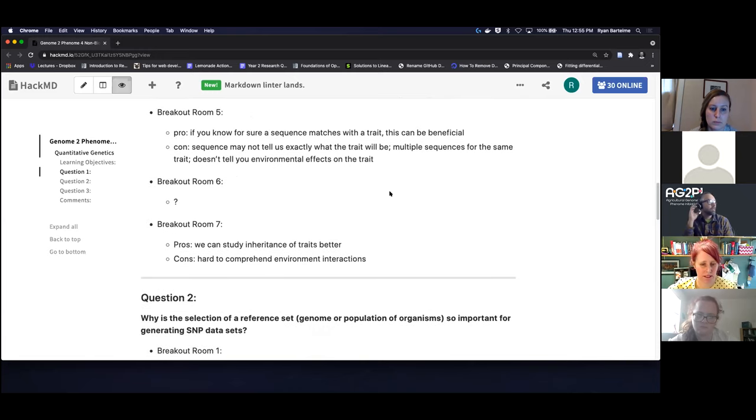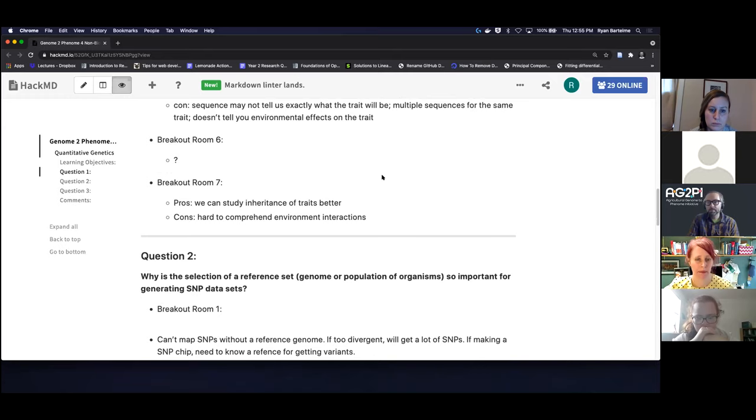Breakout room five, if you don't know for sure a sequence matches with a trait, this can be beneficial. Yeah, that is definitely a pro. Like you find some interesting and rare loci that you may not have found otherwise. The con is that the sequence may not tell us exactly what the trait will be, and multiple sequences can exist for the same trait. It doesn't tell you the environmental effects on a trait.